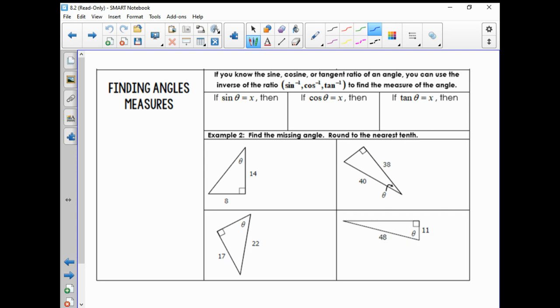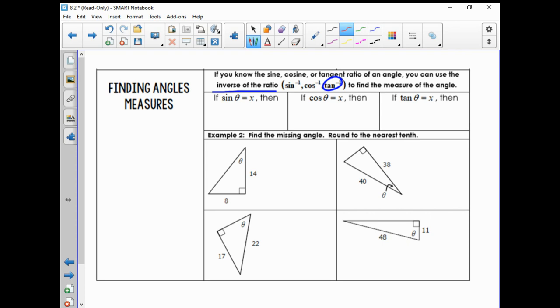So we can do that using the inverse of our trig ratio. Now, in your calculator, you'll see buttons that look like that. That's the fancy way of saying the inverse sine. So there's an inverse sine, the inverse cosine, or the inverse tangent. So your calculator can find an angle if you know the sine, the cosine, or the tangent of any triangle.